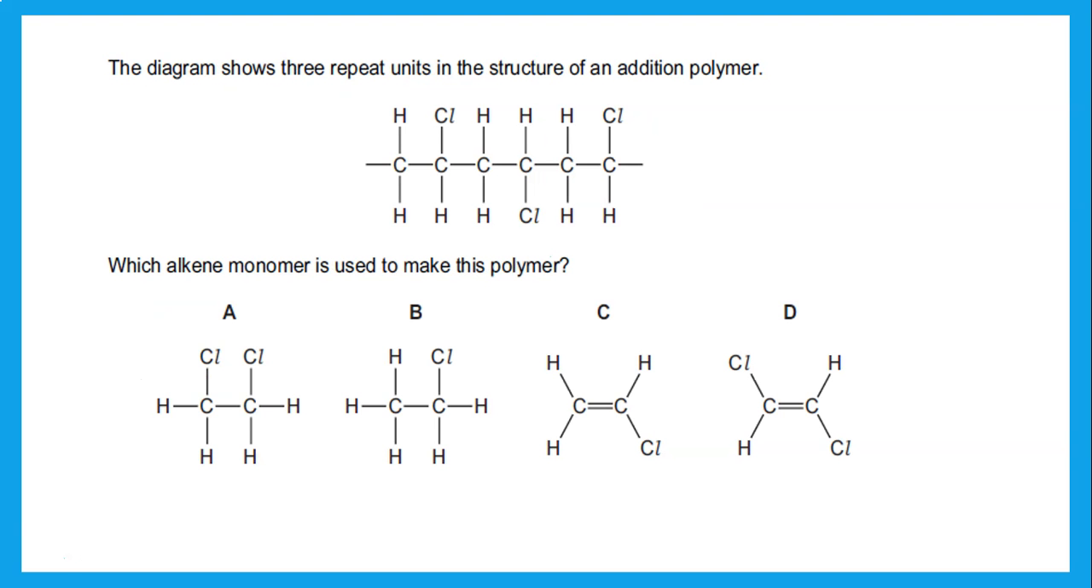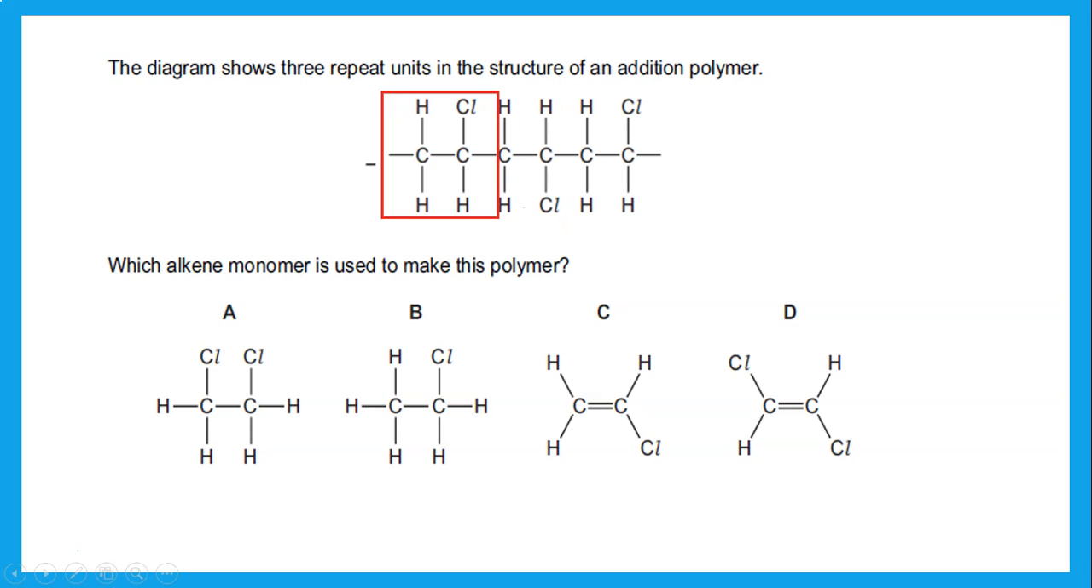This question says the diagram shows 3 repeat units in the structure of an addition polymer. Which alkene monomer was used? Again, when we have the polymer, we look at the 2 carbons at the beginning because this is the unit that is being repeated. We remove the bonds on both sides and we put a double bond in the middle. So this one is similar to the one drawn in C. 1 carbon on one side has bonds to 2 hydrogens, the other one has bonds to 1 hydrogen and 1 Cl. Whether it's up or down does not make a difference.